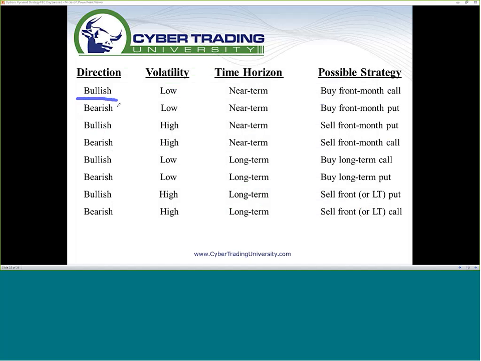We think the stock is going to go up. There's a low state of volatility. And in terms of the time horizon, we think the stock is going to go up soon. What would we do? We would buy a front month. The front month is the option that is set to expire the soonest. A call option gives us a right to own the stock, and we want to buy a call if we think the stock is going to go up. So if we think the stock is going to go up, we're going to buy a call. The state of volatility is low, which means we would buy a call.